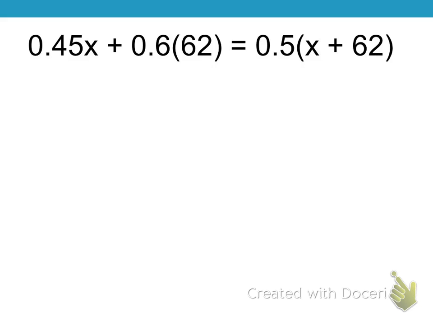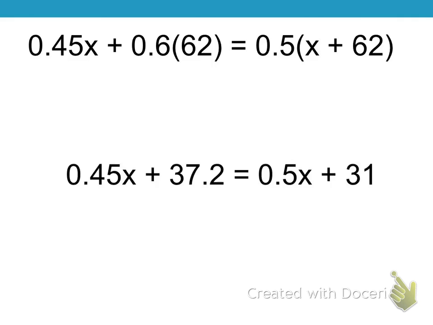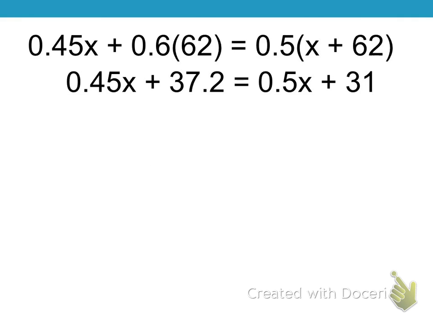All right. So we need to do what? Yeah, multiply. So we can multiply the 0.6 and the 62, and then we can also distribute the 0.5. So 0.6 times 62 gives me 37.2. In the back, you distribute the 0.5. So 0.5 times x and 0.5 times 62.